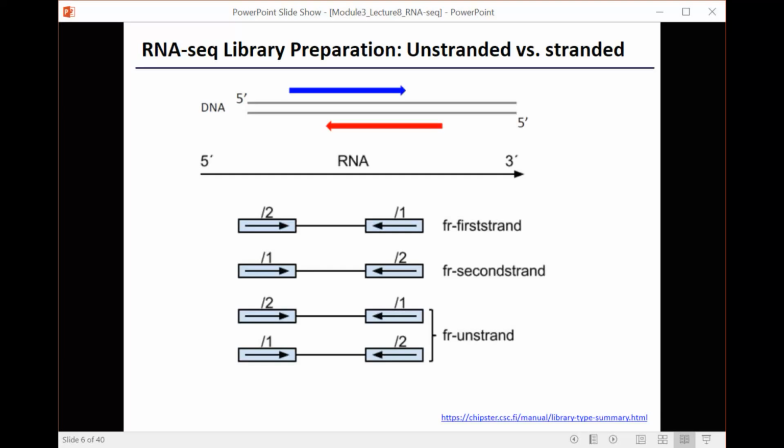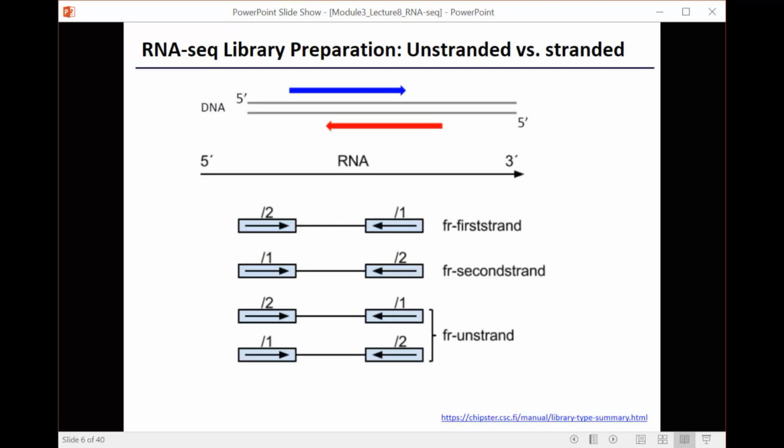In this method, the second read is in the same direction as the transcript. And this, I feel, is unintuitive, because it's called the FR first strand, but actually the second read is in the same direction as the transcript. And in the second strand method, the first read is in the same direction as the transcript. This method is usually used by the other platforms such as SOLiD. It's just the other way around.